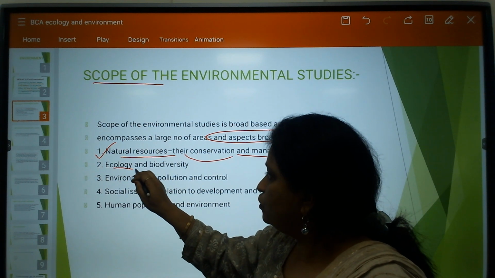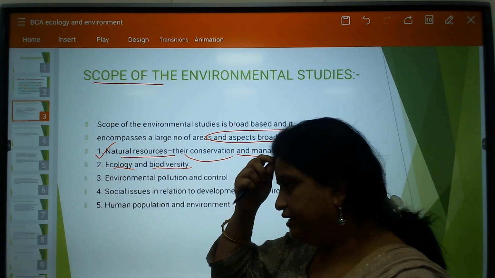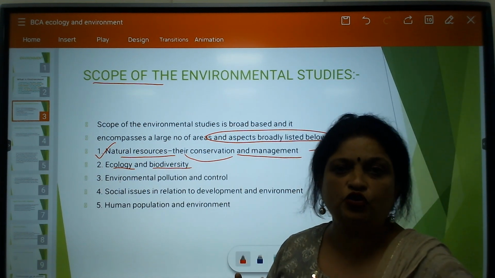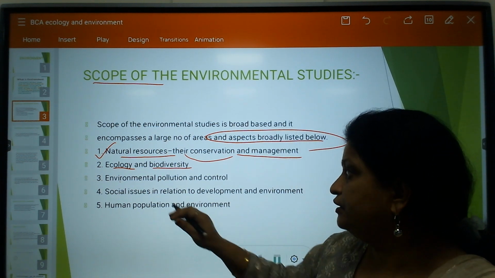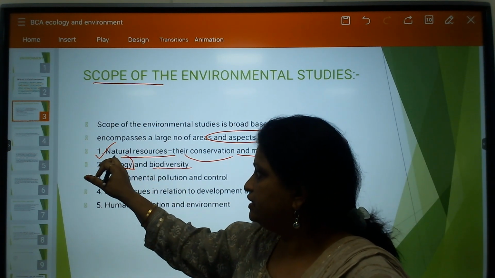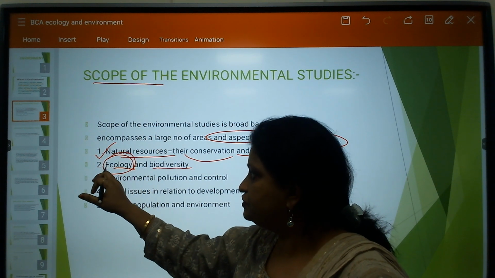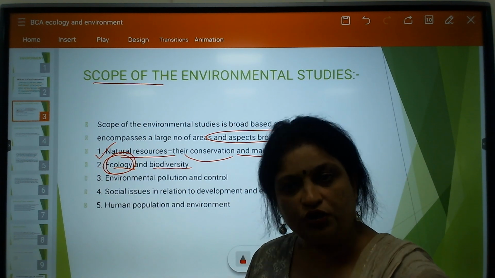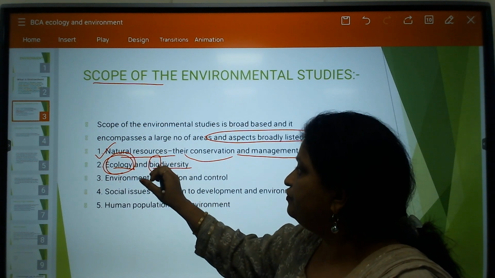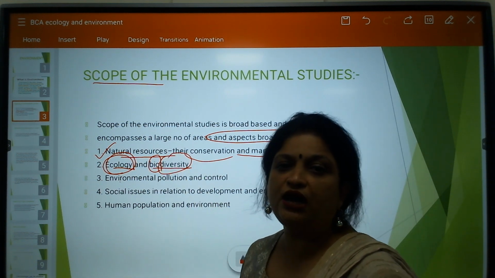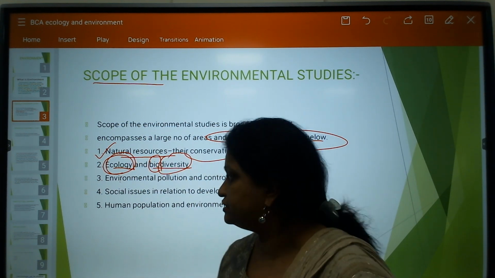Second is the ecology and biodiversity. Later we will discuss in detail what ecology and biodiversity are. In brief, the science in which we study our environment is called ecology, and the variety of living things present on the earth is called biodiversity.